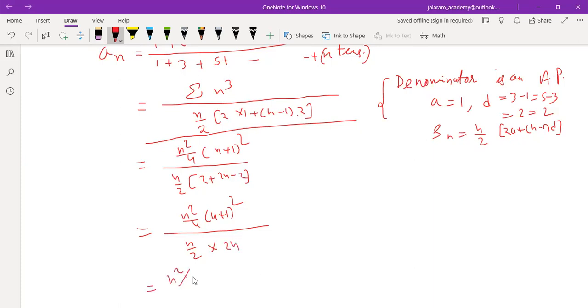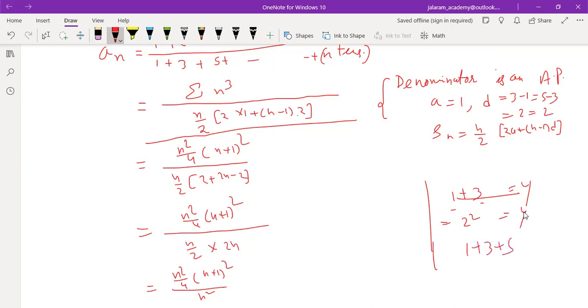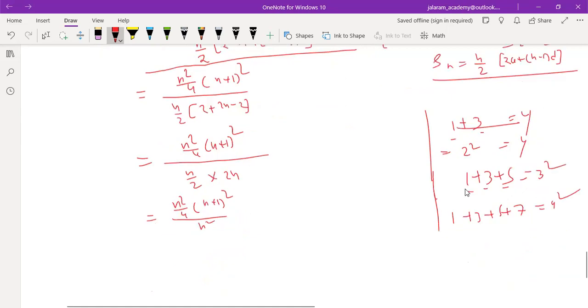Always remember, sum of odd integers is always given by n square. 2 cancelled out, n square. If you want to find the sum of first two odd numbers, it is equal to 2 square, that is 4. You can check. If you want to find the sum of first three odd numbers, their sum is 3 square. If you want to find sum of 4, it will be 4 square. If you want to find sum of n, it will be directly n square. Okay. And we have proved it also.